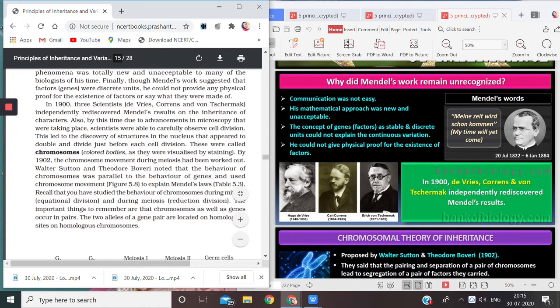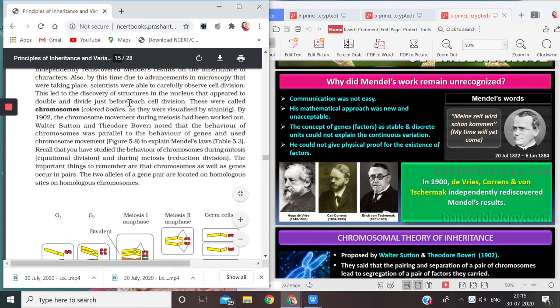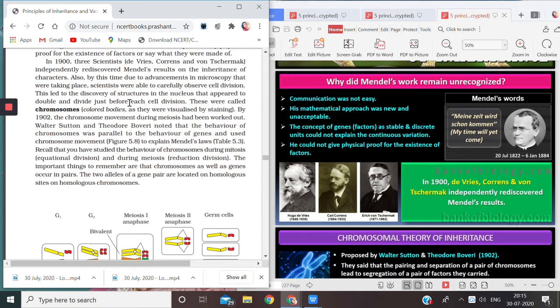They appeared to be double and divided just before cell division. Because they were able to observe cell division, they said that the nucleus in a cell, when a cell is just about to divide, is having two nuclei because karyokinesis has occurred, and now the cytokinesis will occur. So this double set of structures which they saw were chromosomes just before cell division. How did they observe it? They stained it, and hence they were easily visible because of the stain the scientists used.